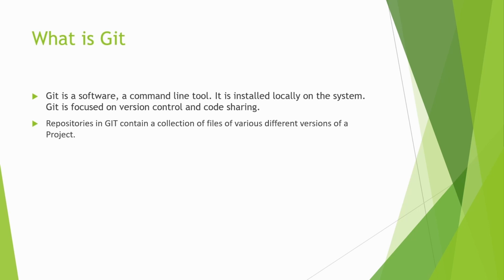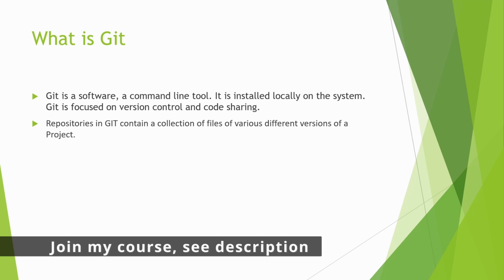So what is Git? Git is a software, a command line tool. It is installed locally on the system. Git is focused on version control and code sharing. Repositories in Git contain a collection of files of various different versions of a project. So we manage our repository with the help of the command line tool Git.